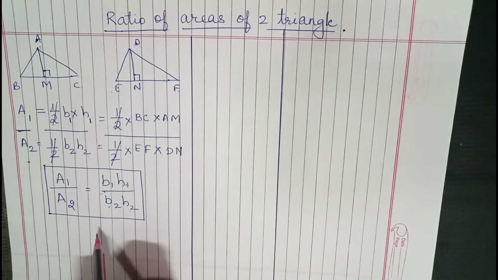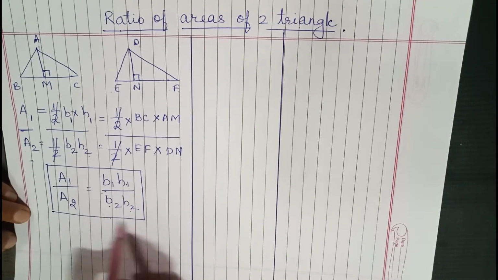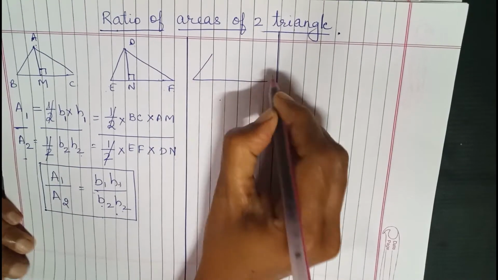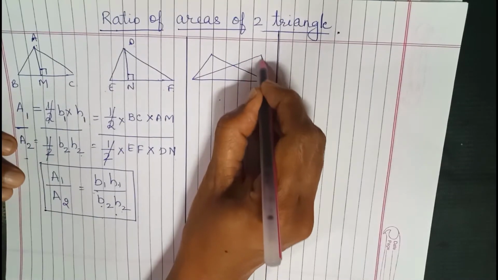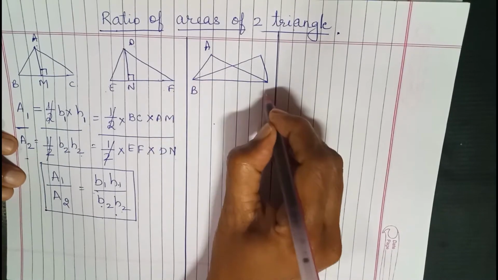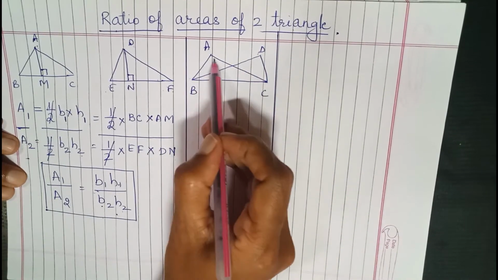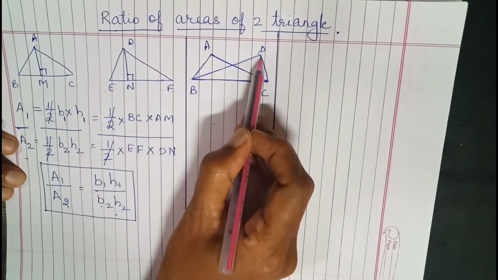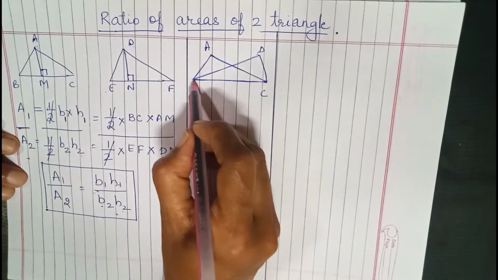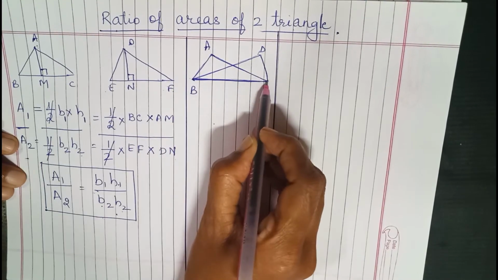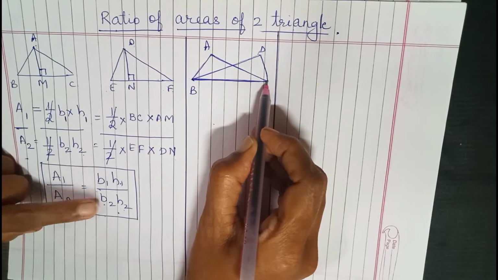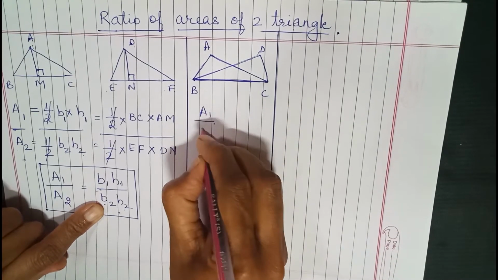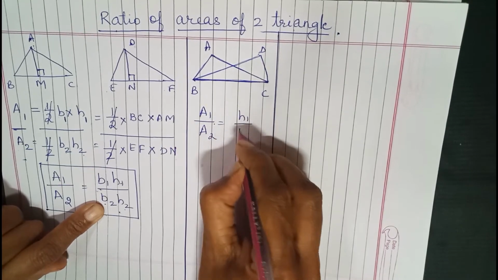Now there are some conditions which might change this formula a bit. So let's just see what can be those conditions. Let us say I have two triangles like this. I have triangle ABC and triangle DBC. Now you can see this is triangle ABC and this is my triangle DBC. Now when I have to find the ratio of these two triangles, you can see BC base is common to both the triangles, or in other words, B1 and B2 are same. So they will get cancelled and what will remain is only H1 upon H2.